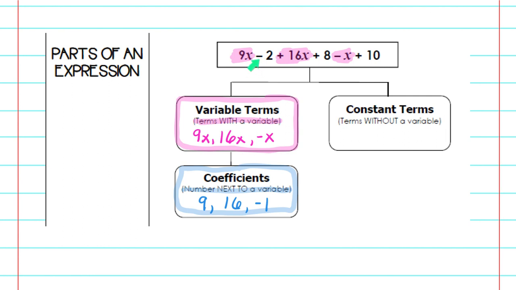Also, you notice I have these leftover numbers. Leftover numbers in our expression are called constant terms. So the constant is going to be the term or the number without a variable, because in this expression, it is constant. It does not change. So constant terms are going to be just the number. So I have negative 2, I have 8, and 10 as my constant terms in this expression.